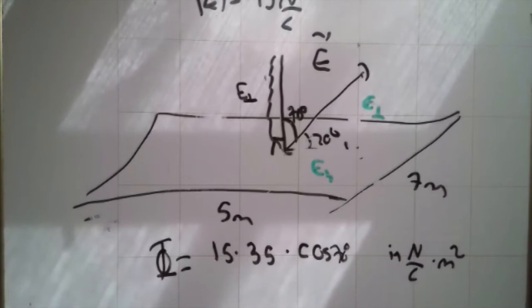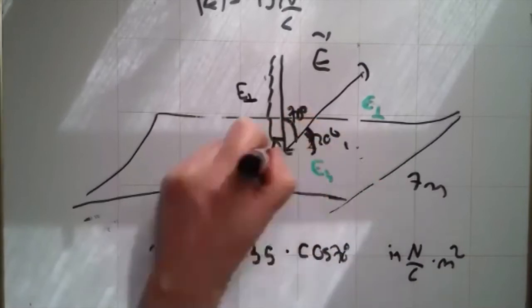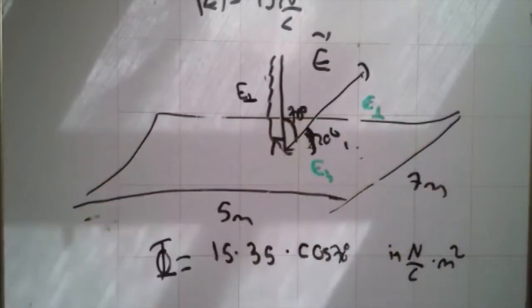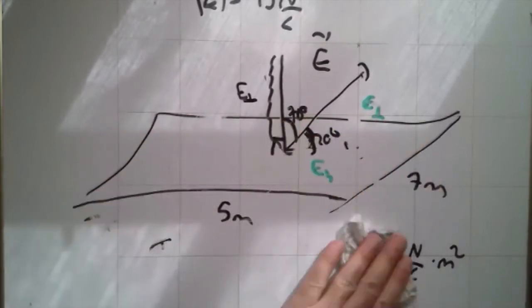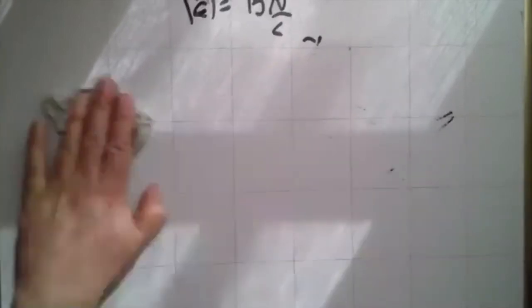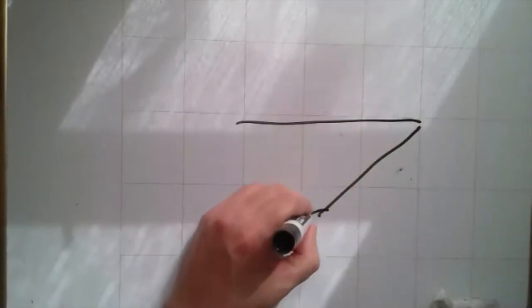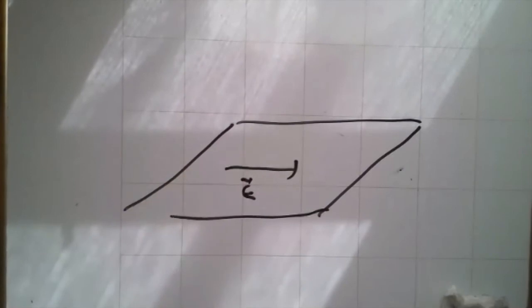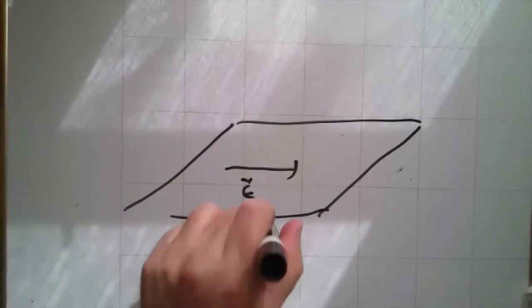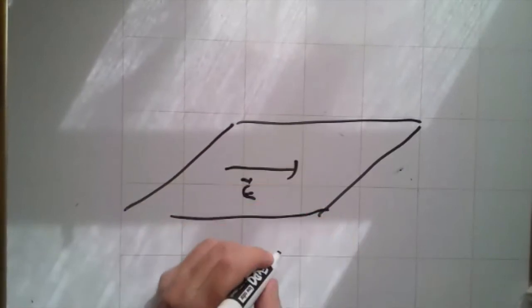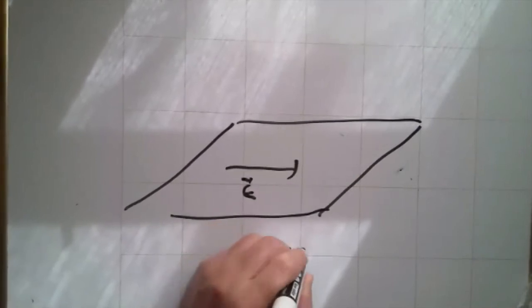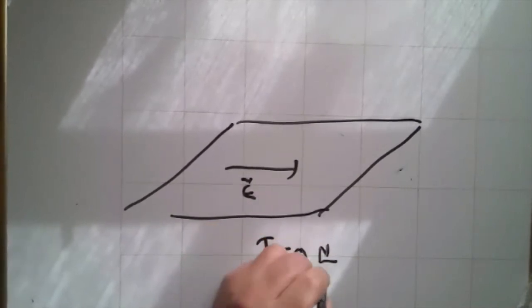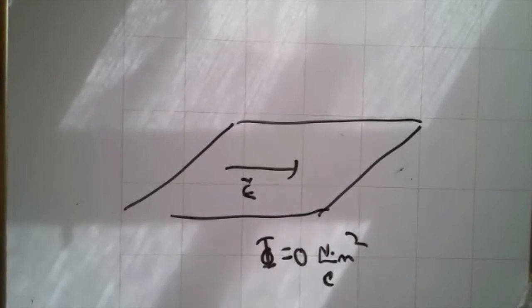So if you have a problem that looks like this, I almost can guarantee they're going to tell you the angle between E and parallel to the surface, just to try to trick you. Flux is flowing through a surface. If I have some surface here and E is running parallel to it, there's no flux, because I'm not passing perpendicularly through the surface. In this case, the flux would be 0 newtons per coulomb meter squared. Don't forget units.